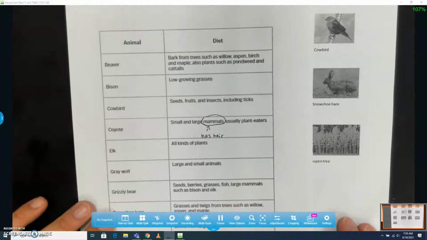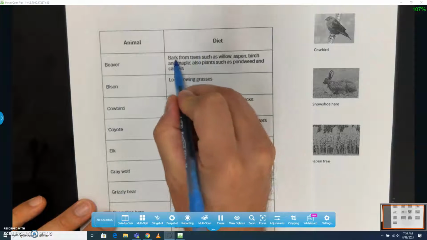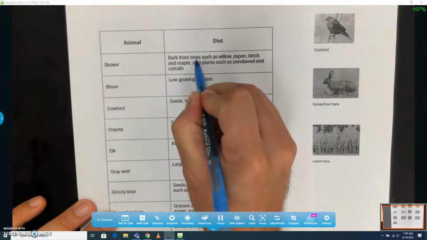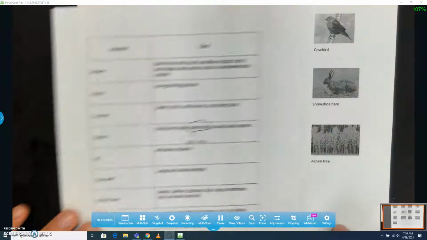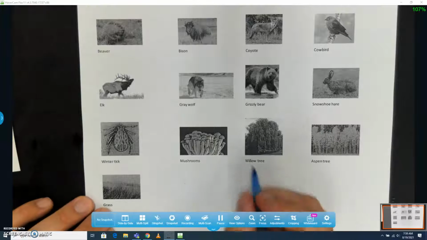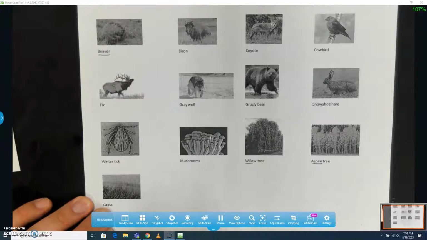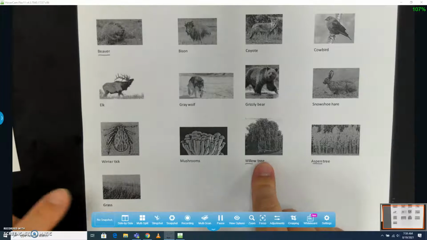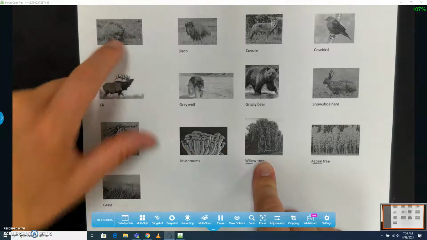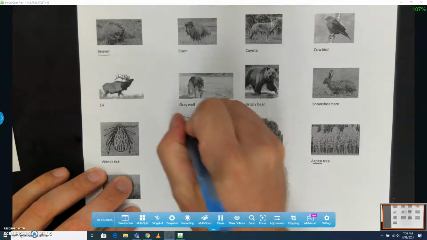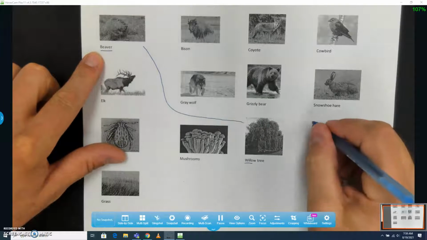We'll start with the beaver. The beaver, it says it gets its energy from eating bark from trees, and examples of trees that it eats are willow and aspen and a few others. There are willow and aspen on this image. I can see them right here and right here. And my beaver is right up there. So that means that this willow tree will go into the mouth of the beaver. The beaver will get energy by eating this willow tree. So I know that I have a line right there. Same between the aspen and the beaver. So here's my line.